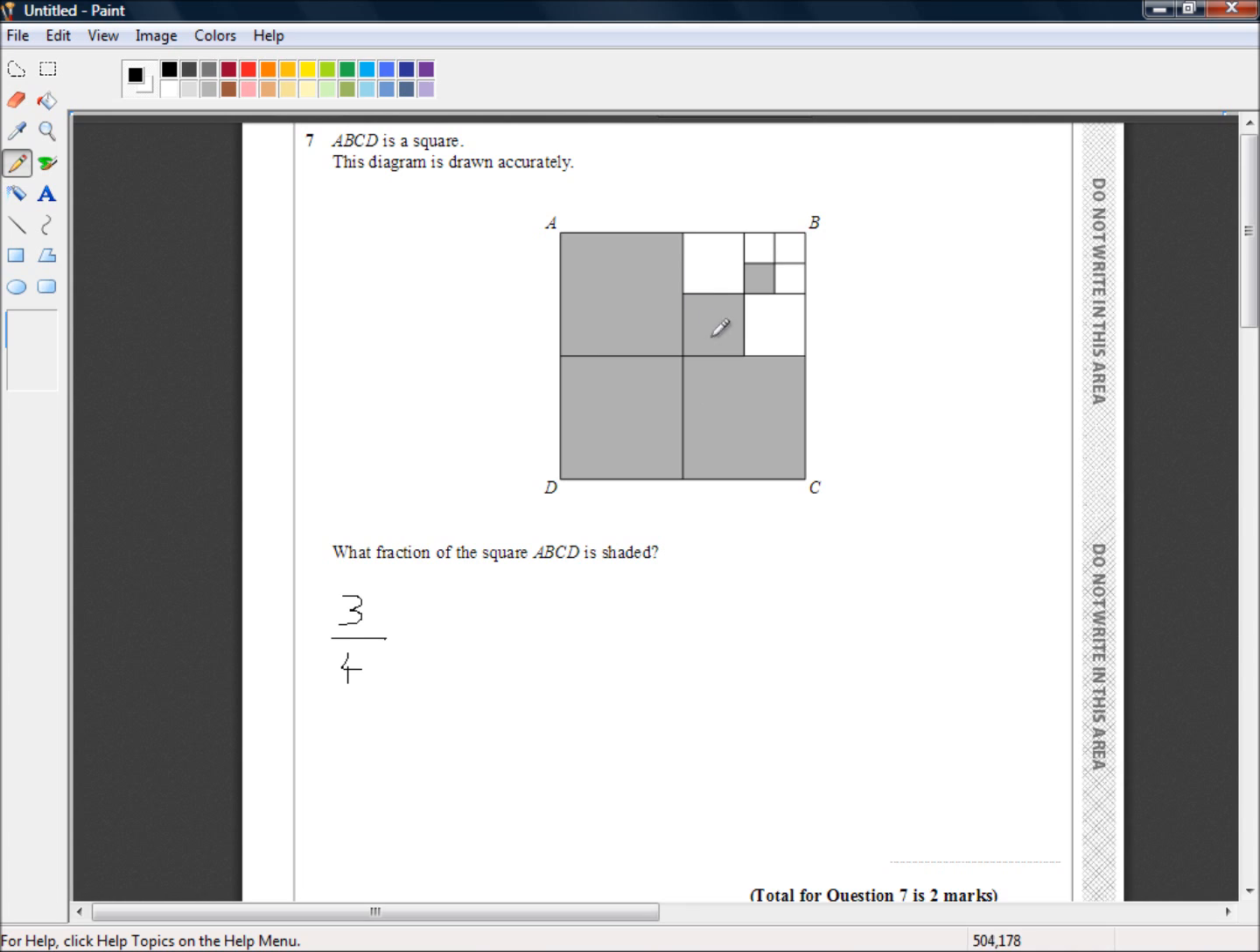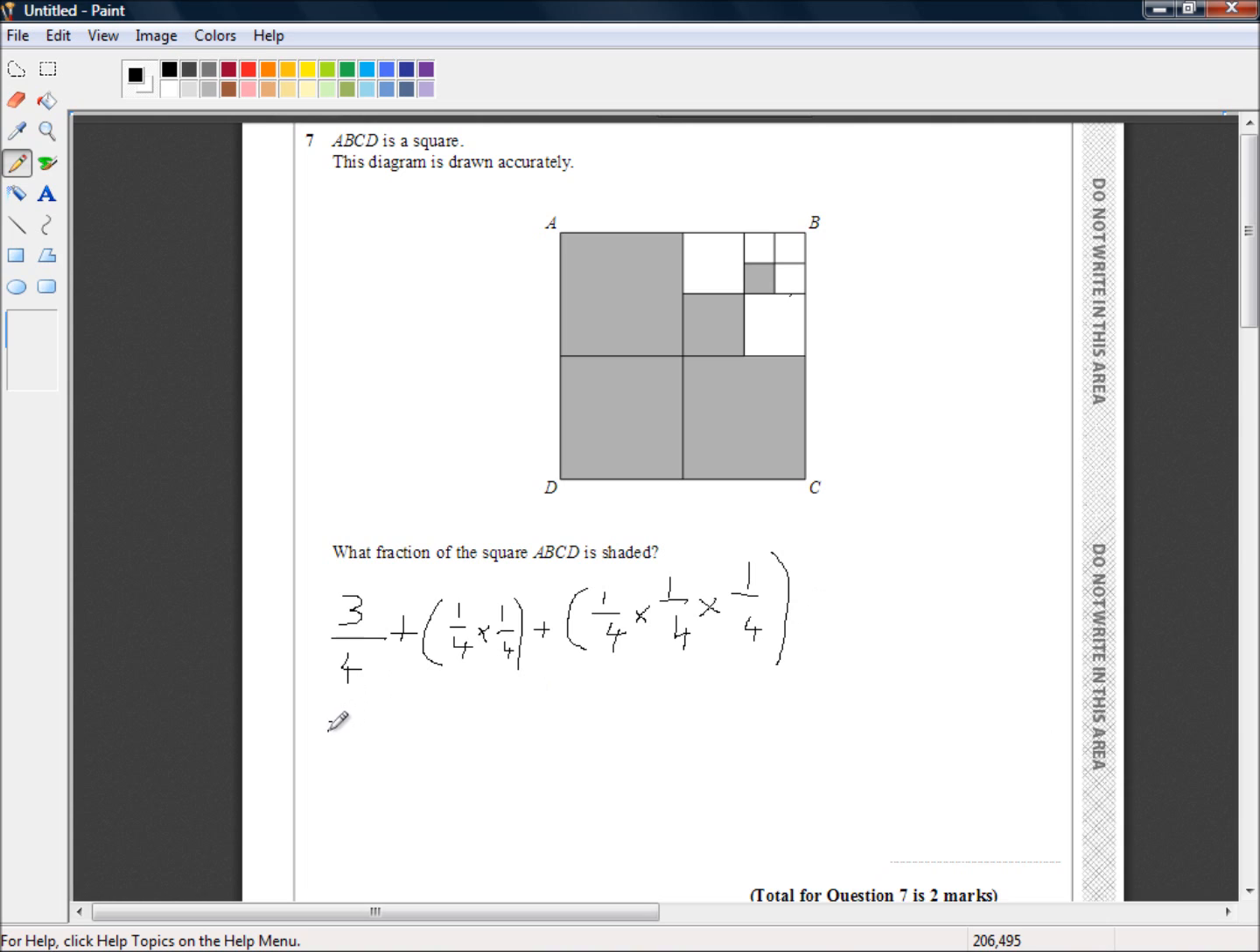But then in this fourth quarter here, we've got a quarter of this quarter that's shaded. So we add to that 1/4 times, or 1/4 of 1/4. But then, in this quarter of a quarter, a quarter of it is shaded. So we've also got 1/4 of 1/4 of 1/4. And that is all the shaded areas.